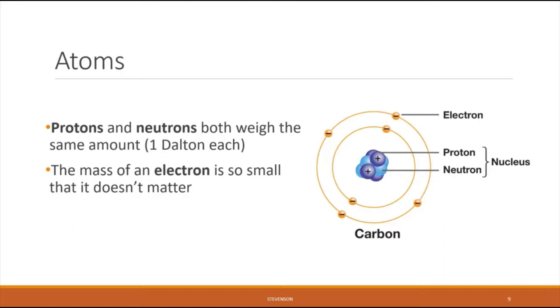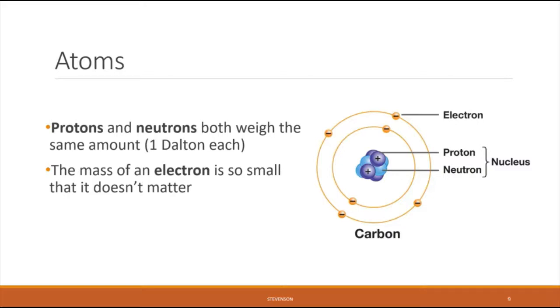Much, much smaller than a pound or even a gram. The mass of an electron is so small compared to the mass of a proton or a neutron that it doesn't even matter. It is not considered for our purposes when we're talking about the mass of an atom.